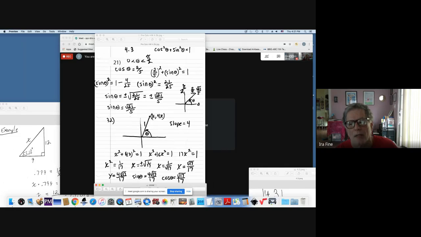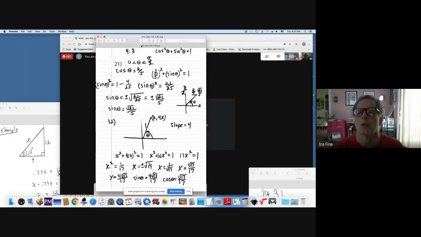So the sine is going to be the y coordinate, which is 4 radical 17 over 17, and the x coordinate in the unit circle is going to be the cosine. So the cosine is what we solved for x, radical 17 over 17. Okay? So I just wanted to go over those problems with you from homework.